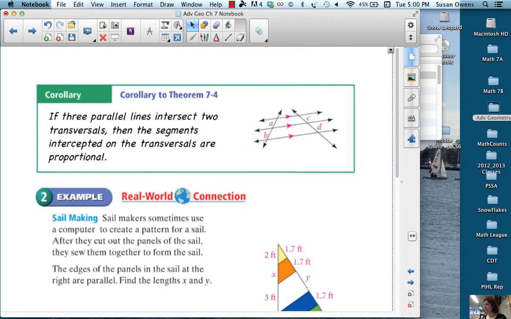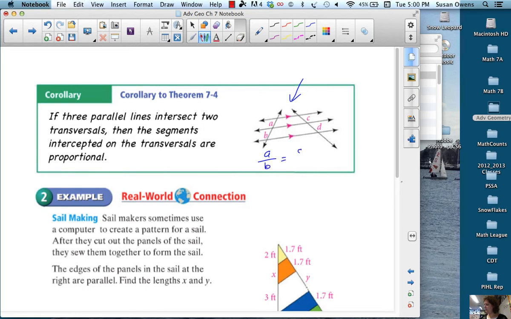Now the next one's a corollary to this theorem, so instead of having a triangle we can actually just have several parallel lines. So if three parallel lines intersect two transversals, then the segments intercepted on the transversals are proportional. So if we take a triangle and you take one of the vertices and you split it up, and you do the parallel lines parallel to the base, you can end up getting this figure. And what they're saying is that a over b equals c over d. Okay. So you can just call this side splitter theorem and then just put corollary. It's a corollary to the side splitter theorem.